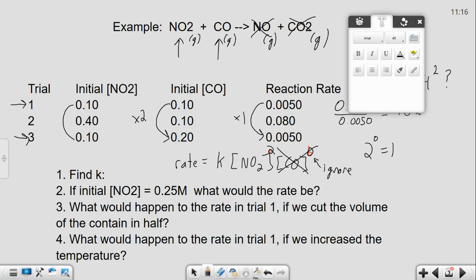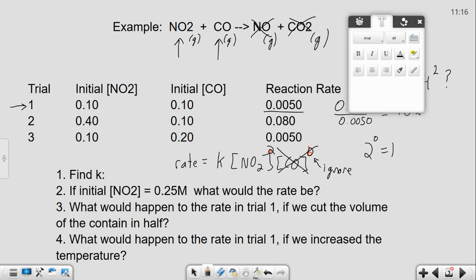Now, if I want to find K, I'm going to have to pick a trial to use. And here's the best part. It doesn't matter. Pick any one you want. Usually the one with the simplest numbers, which in this case would be trial 1. But if you do it with trial 2 or trial 3, you'll still get the same answer. So we're going to plug our numbers in.